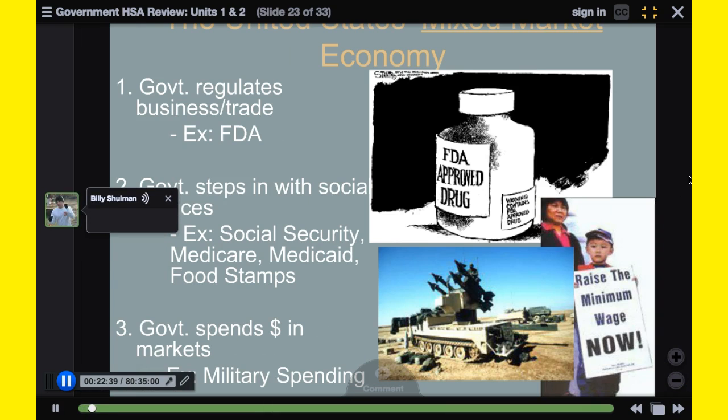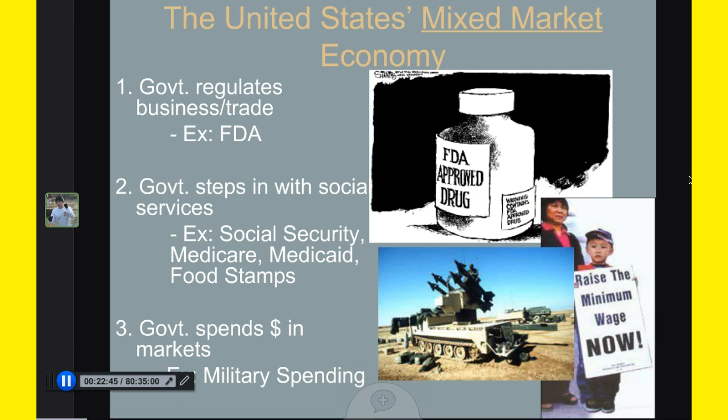Going a little bit further into the United States' mixed market economy, I wanted to show you a few examples of how we see mixed market economy taking place in the United States. The first example here is the Food and Drug Administration, or the FDA. One of the main responsibilities of the FDA is to approve the use of pharmaceutical drugs, to test them and make sure that they're safe before people buy them, so people don't get hurt, so people don't die.